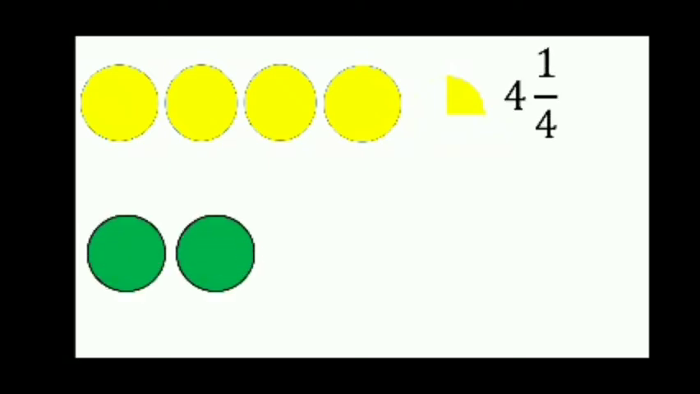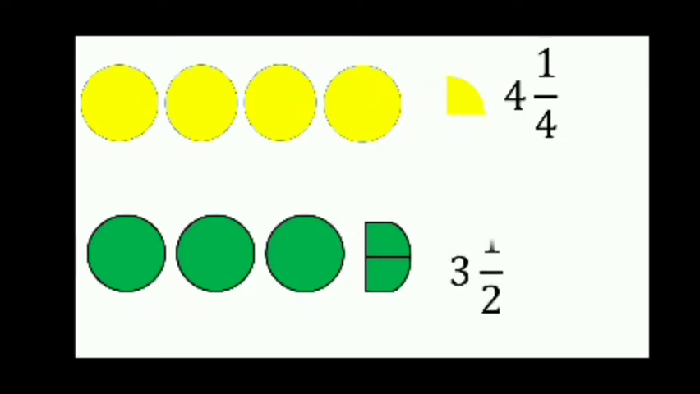Next, how many whole circles? Yes, 3 whole circles, and the fourth circle is a half. So how will you write your mixed fraction? 3 1/2. Now here, how many whole circles? Yes, 1, 2, 3, 4, 5. 5 whole circles, and the sixth circle is 3/4. Very good. So your mixed fraction will be 5 and 3/4.